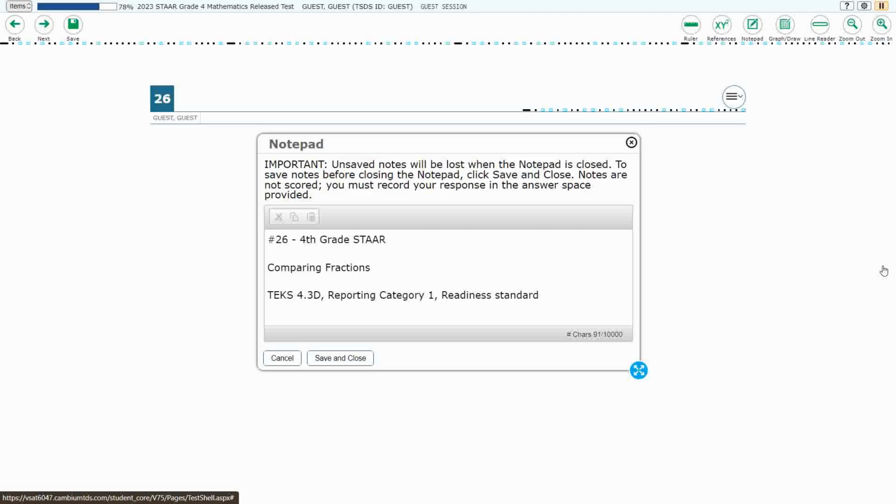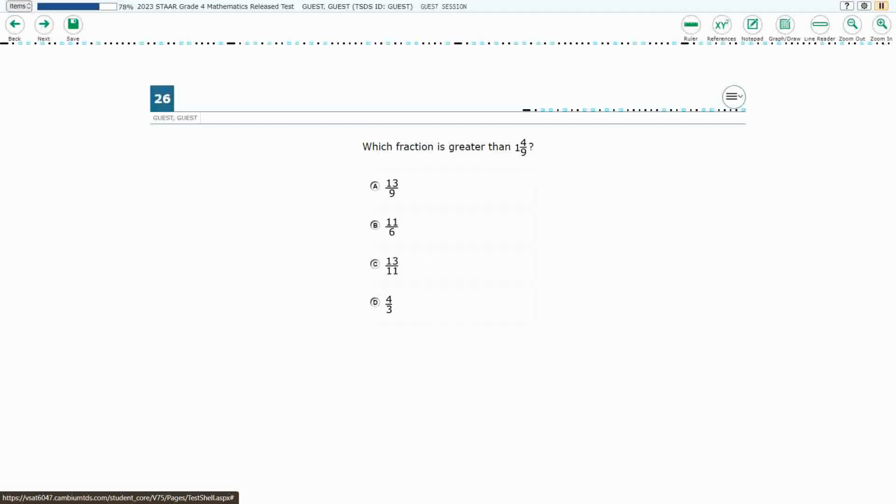For number 26, we are comparing fractions. This is TEKS 4.3d, a readiness standard in reporting category 1.